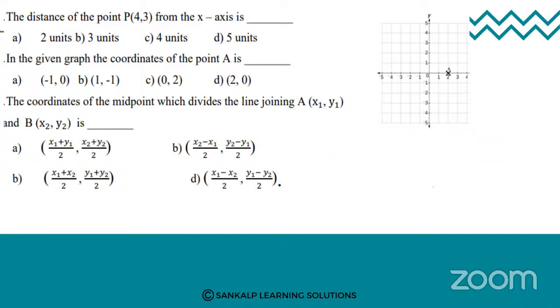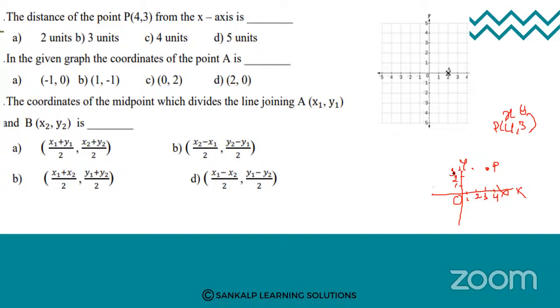The distance of the point P(4,3) from x-axis is, yes, my dear students, distance of the point P(4,3) from x-axis. See, this is your point P, right? This is x-axis. This is origin O. This is y-axis, right? So P is (4,3), that means this is the value of x and this is the value of y. X value is 4 here. 1, 2, 3, 4, right? And y value is 3. 1, 2, 3.